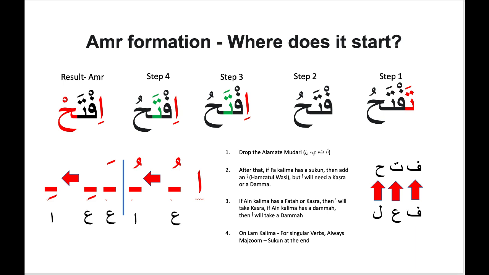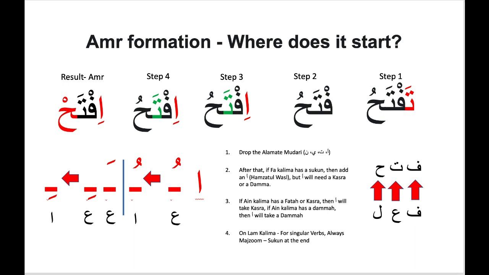So for formation of Amr, we can have only kasra on alif or dhamma on alif. We cannot have fatha on the hamzatul wasl. Ain kalima ta has got fatha, therefore alif will have a kasra here. So now on step 3, we have got iftahu. Let's look at the final step, step 4. Our rule says lam kalima must have a sukun. Taftahu, but according to our rule, lam kalima will have sukun. We have omitted the dhamma and it has become ha with sukun. So the word is now called iftah.